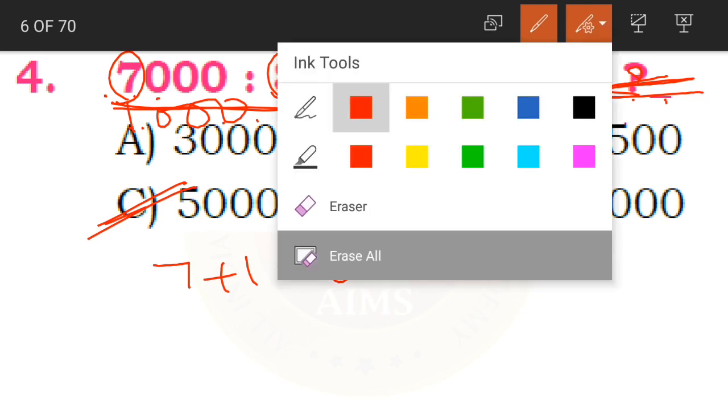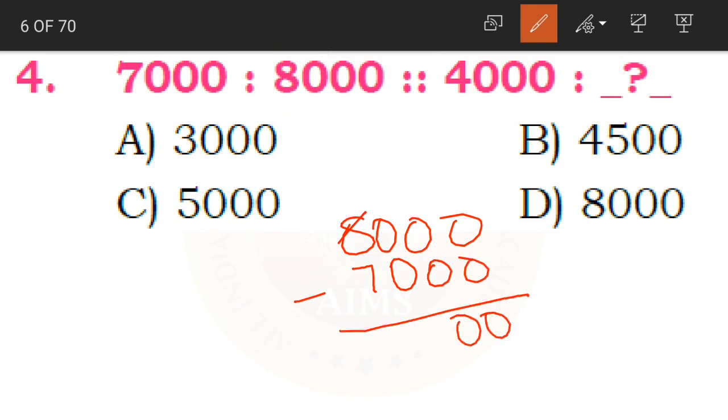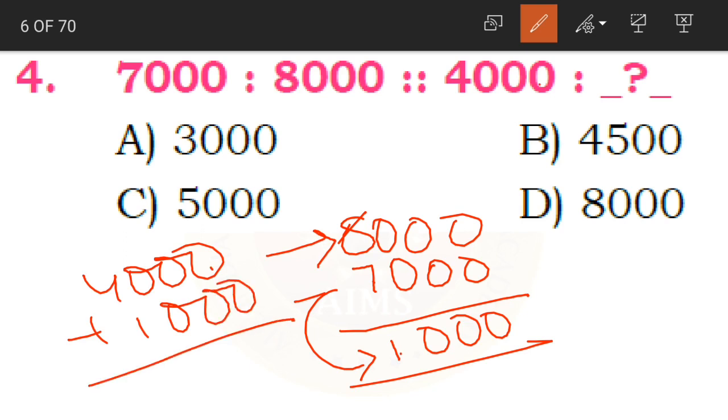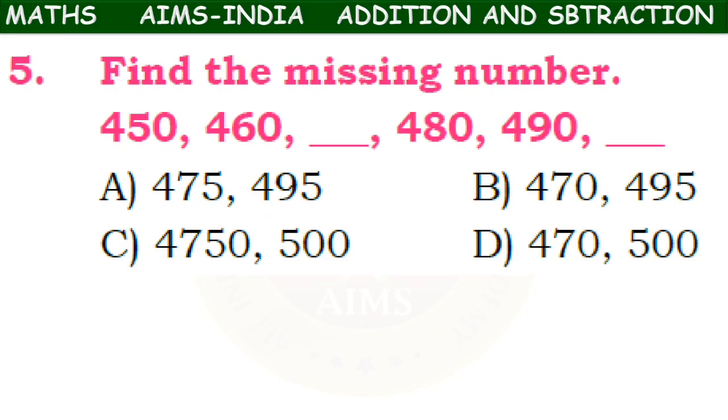Yes or no children? Or else you can do it like this. 8,000 minus 7,000 is equal to 1,000. So 7,000 plus 1,000 is equal to 8,000. In the same way, we need to add 1,000 to 4,000. 4 plus 1 is 5. So 5,000 is our answer here.